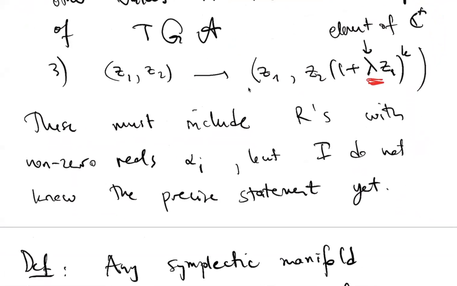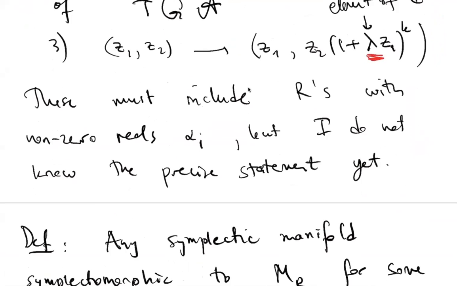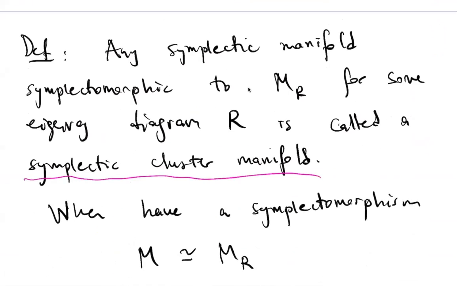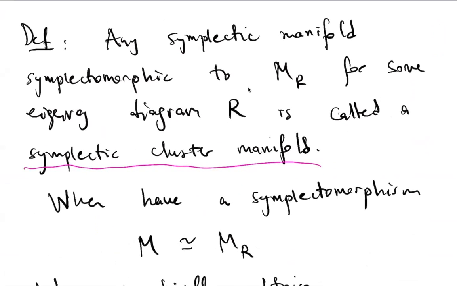These all deform the symplectic structure in some way, and they should correspond to using non-zero alpha i's, which were this kind of failure of all eigenrays to pass through the origin. Okay, so that was a long digression into cluster. So that's why I'm going to be calling these things symplectic cluster manifolds. So any symplectic manifold that's symplectomorphic to MR for some eigenray diagram, I call a symplectic cluster manifold.